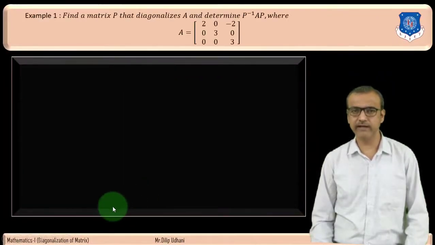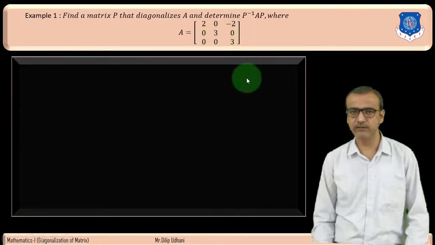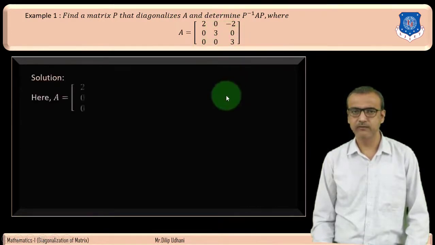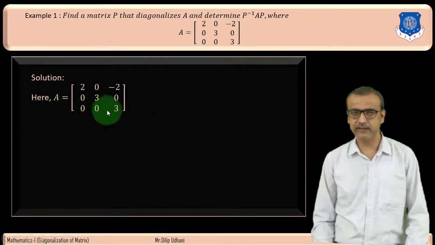Now we will see one example related to this topic. Example number 1: find a matrix P that diagonalizes A and determine P inverse AP, where matrix A is equal to [2, 0, -2; 0, 3, 0; 0, 0, 3]. Here A is the given matrix, that is this one.